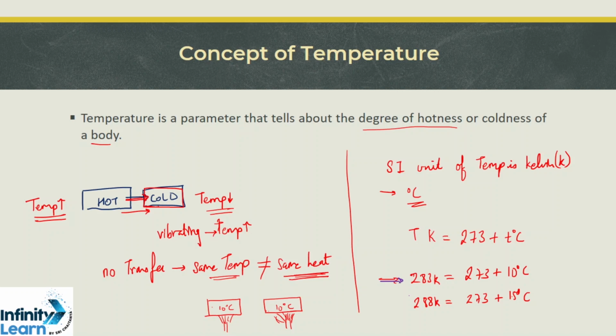Now, if we look at these two examples, what we find is that the change in temperature on the Celsius scale is 5 and the change in temperature on the Kelvin scale is also 5. So we can write: change in temperature on the Kelvin scale is equal to change in temperature on the Celsius scale. Delta T represents the change in temperature.